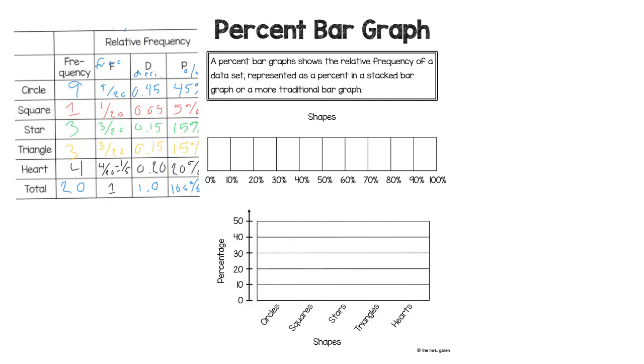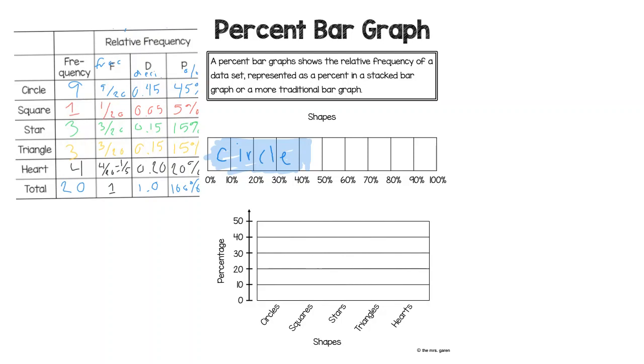So the first one we have is our circle, and our circle we said is equal to 45%. So we're going to start at 0, and we're going to go to 45%, and we're going to color it in. And when we color it in, what we're saying is that this whole area right here, this 45%, is representing our circles. So I'm going to go ahead and write circle inside, because that's how many percent we said was equal to circles.